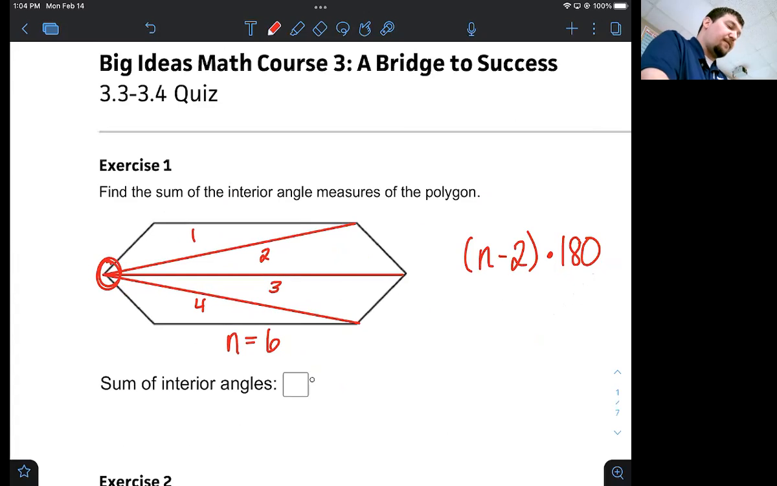So Maddox, what is 4 times 180? Yep, every hexagon has 720 degrees. Now, even if you've memorized that hexagons have 720 degrees and pentagons have 540 degrees and quadrilaterals, whatever, make sure you still show your work so I know that you're familiar with this n minus 2 times 180 formula, okay?